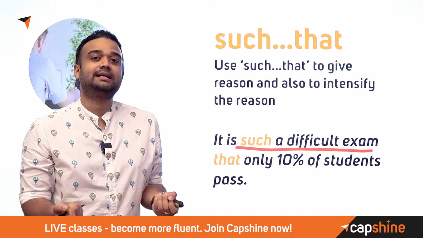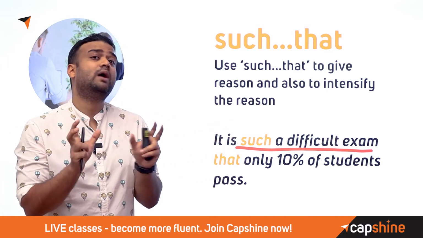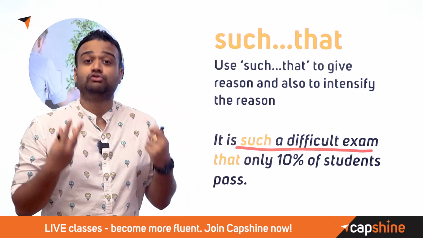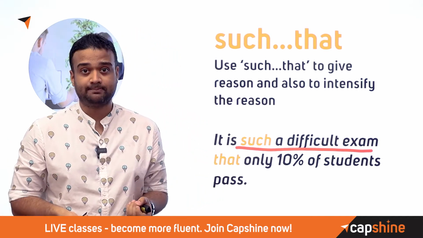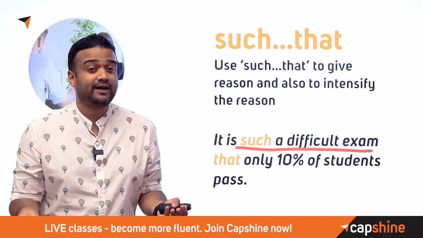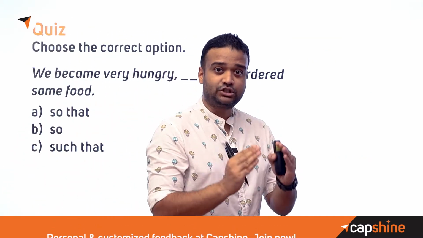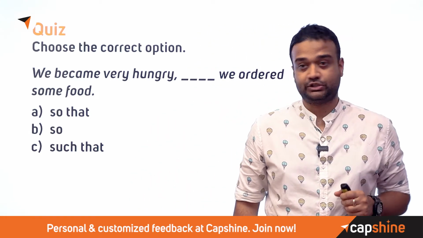So for these kind of sentences where you have to combine two ideas, but one is an explanation and another is the situation, you can use so, such that, or so that, depending on whether you want to intensify it or the context itself. Now, to put our understanding in scope, let's try out a few questions.